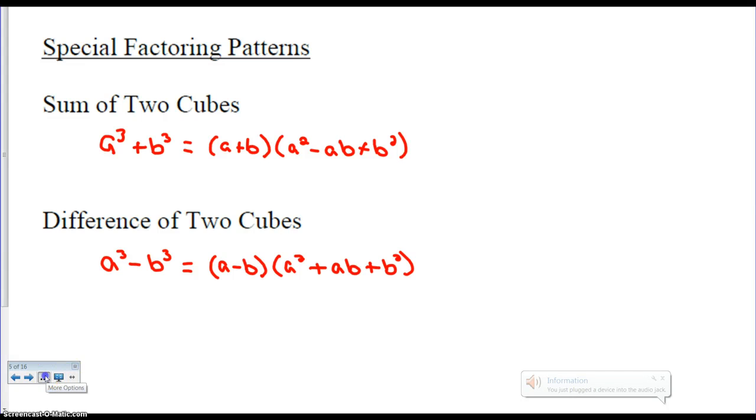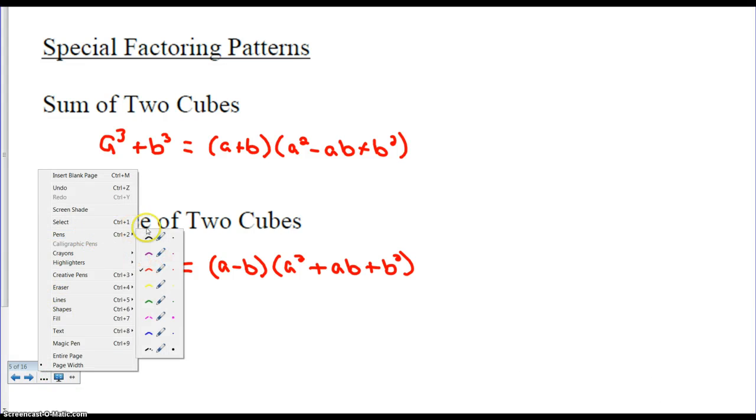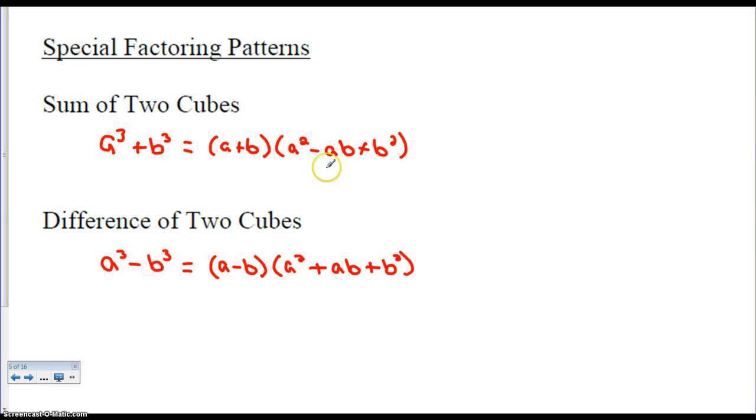So the next factoring pattern that we want to look at is the cubic factoring pattern. And here are two ways that we can see this. This is a pattern that we do have to kind of remember how to do, or there is a basic setup for us to be able to do this.